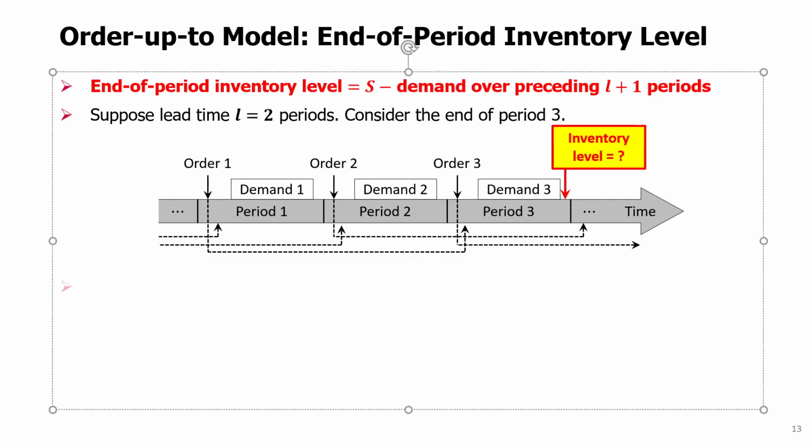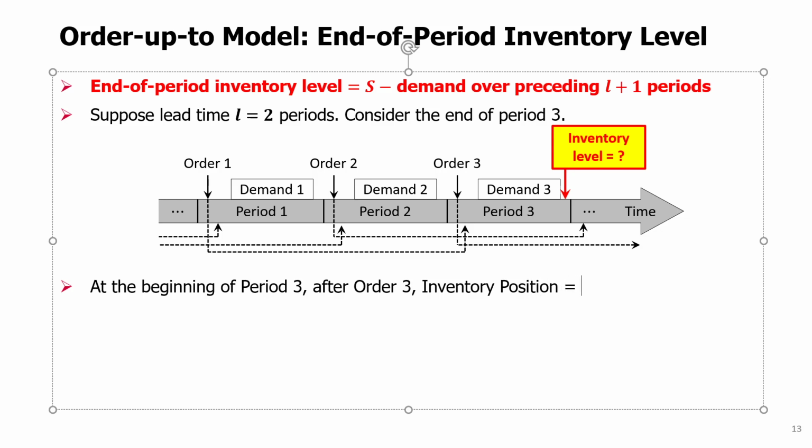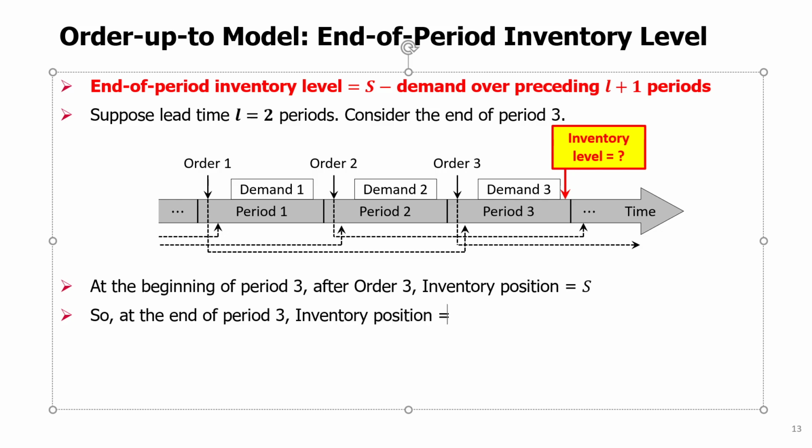So the first thing we have to realize is that at the beginning of period 3, after order 3 is made, inventory position equals S. Remember, this is the case because we said after every order is made, inventory position becomes equal to S. You basically lift the inventory position back up to S. So at the end of period 3, we will look at the inventory position.